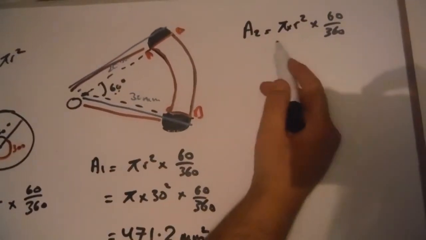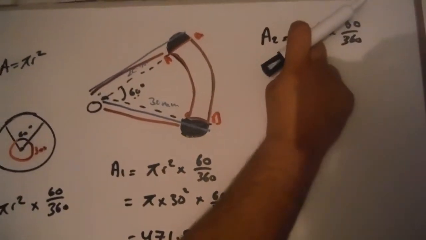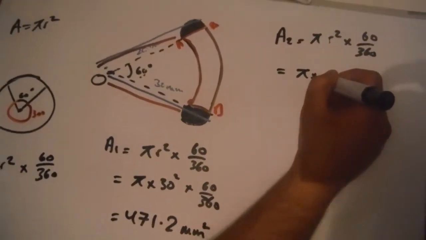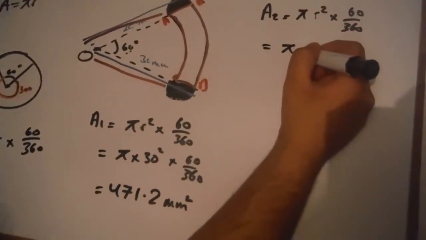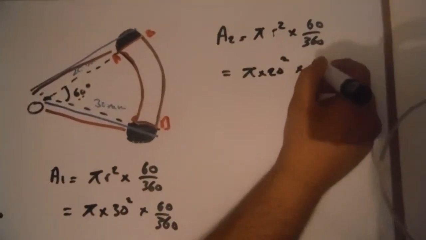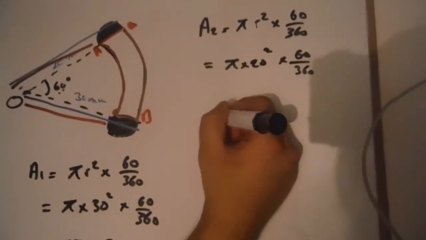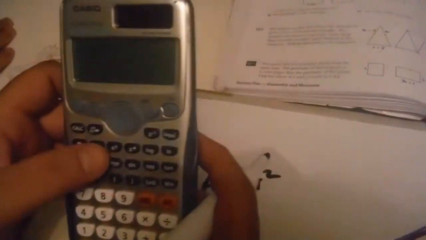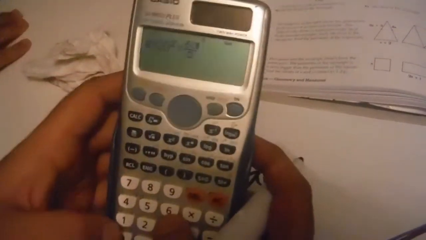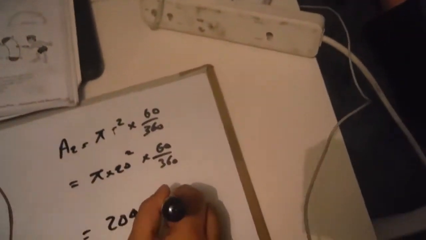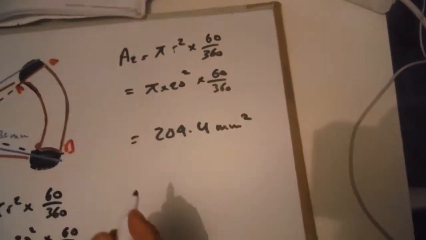So now, the area of the other sector: it's going to be pi times the radius squared, which is obviously 20 squared times 60 out of 360. We're going to once again put that in our calculator. It's going to be pi times 20 squared times 60 out of 360. It's going to be 209.4 millimeters squared.